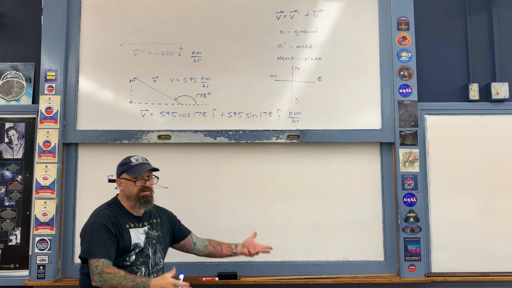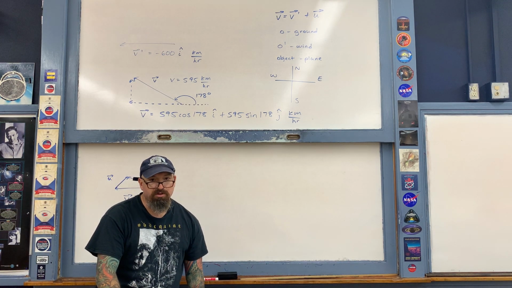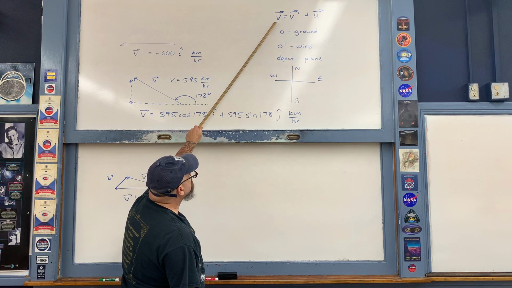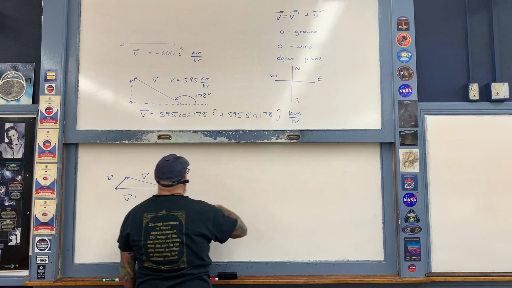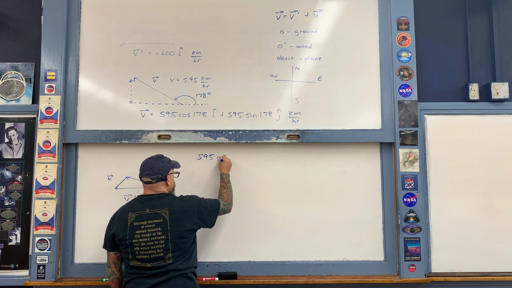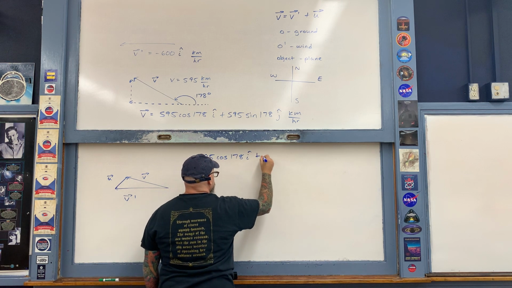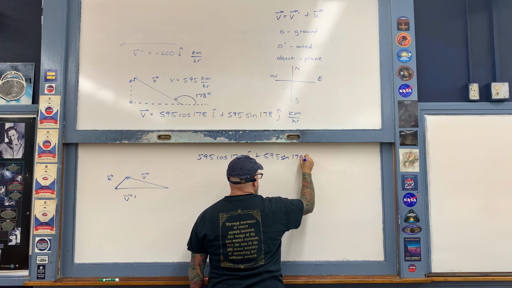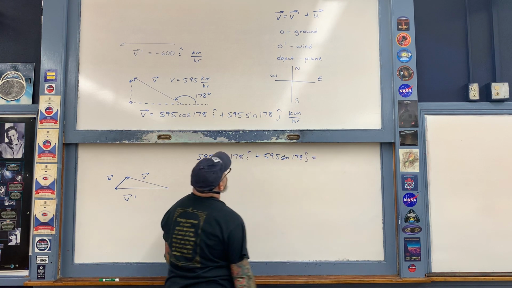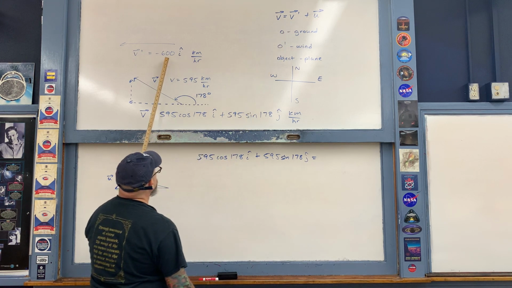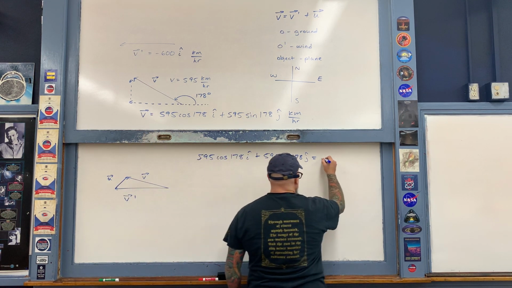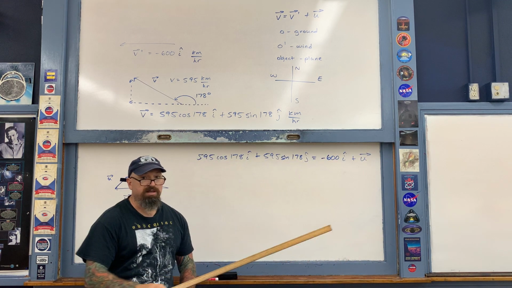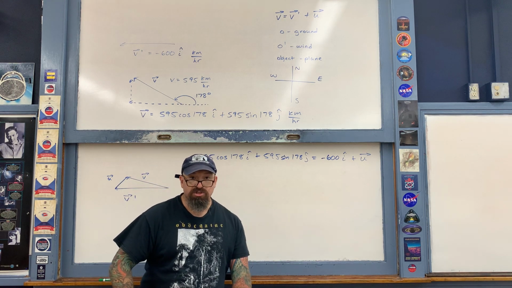And now we just plug everything into the velocity transform and solve for the unknown, which in this case is u. So first of all, we have right here the velocity of the plane relative to the ground. That's this vector here. So 595 cosine 178 i hat plus 595 sine of 178 j hat. Okay, that then equals v prime, which is right here, negative 600 i hat, plus the unknown, which is the velocity vector u, that's the velocity of the wind relative to the ground.